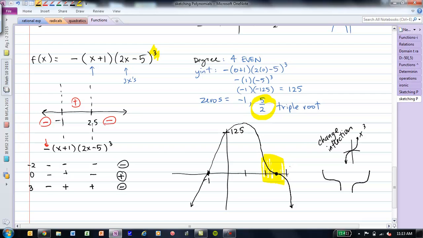Okay, so now you know how to graph. You know how to do single roots, they cross the axis. You know how to do double roots, they touch the axis and then go back in the same direction. And you know how to do triple roots. They cross the axis, but they change inflection, so they look like a little S shape.